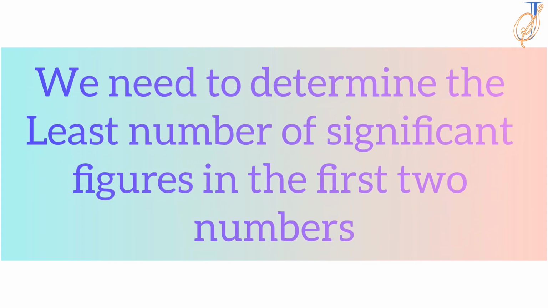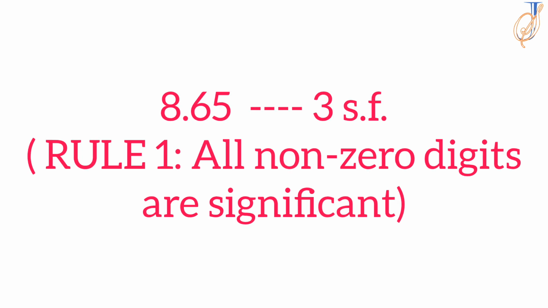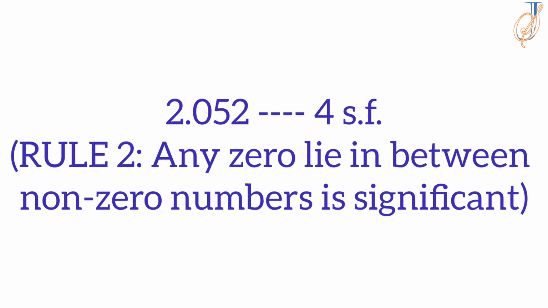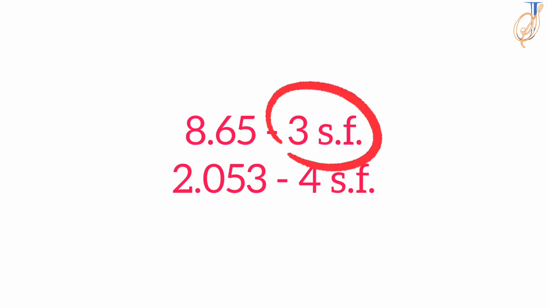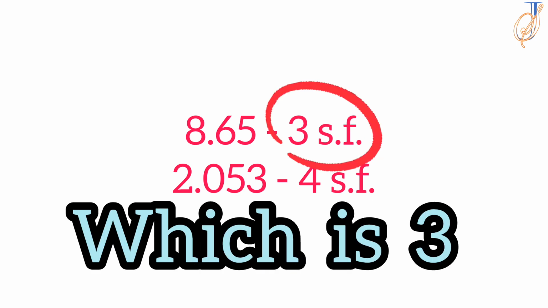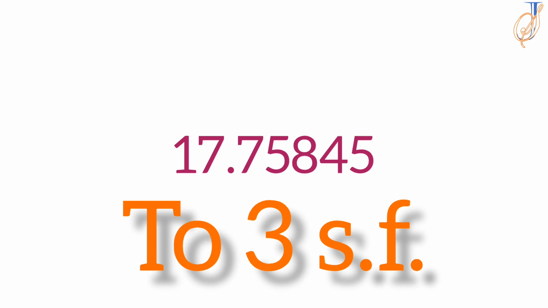We need to determine the least number of significant figures in the first two numbers. The first number 8.65 has 3 significant figures, and the second number 2.053 has 4 significant figures. Here 8.65 has the lowest number of significant figures, which is 3. That means we need to round this result 17.75845 to 3 significant figures.